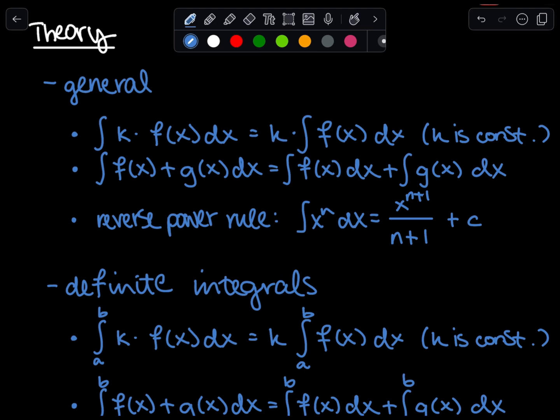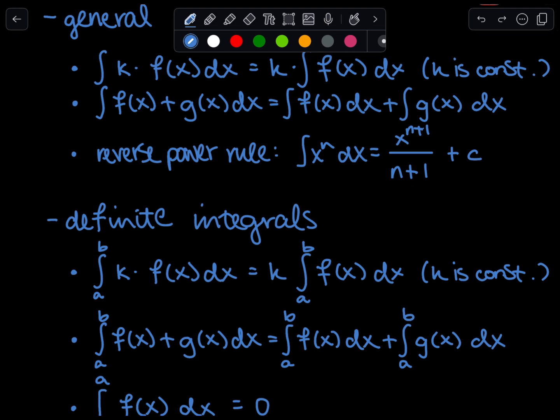So the next rule is about the linearity of integrals. If we have the integral of a sum of two functions, f and g, of the same variable x, of course, then we can do what's called splitting the integral. So this is equal to the integral of f of x dx plus the integral of g of x dx. So here the equality is again preserved. And this is also true for definite integrals.